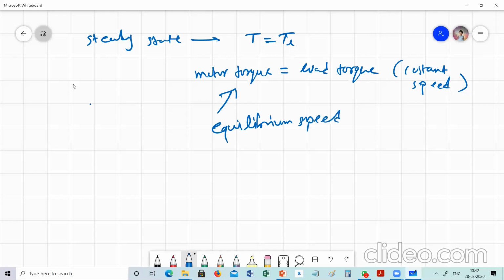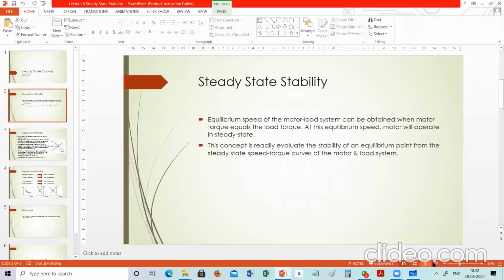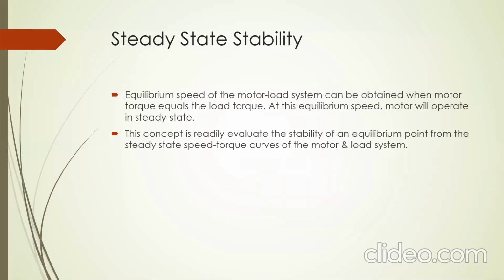Equilibrium speed is where motor torque is equal to load torque. We can say that the machine is operating in equilibrium. The same definition is given here: the equilibrium speed of the motor load system can be obtained when motor torque equals load torque. At this equilibrium speed, the motor will operate in steady state. At equilibrium speed, T is equal to TL, that is, the machine is operating in steady state.